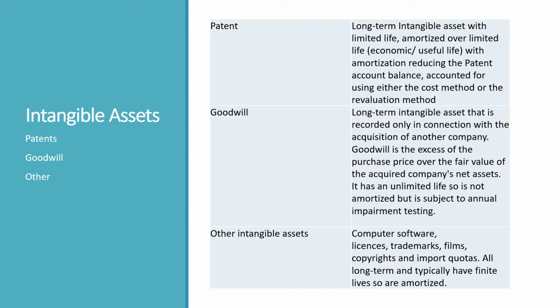Some examples of other intangible assets: computer software, licenses, trademarks, films, copyrights, and import quotas. So those are all long-term. Typically, those have finite lives, so they are amortized.